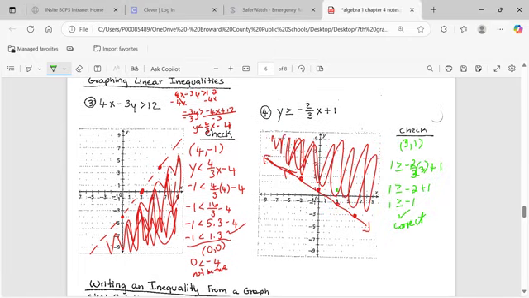All right, so we would have a solid line. Your y-intercept is at 1, down 1, right 3. You would have shaded the top because y is greater than. And then I chose the coordinate 3, 1 to use as a check. It should be true because it's a part of the solution area, and indeed it was.